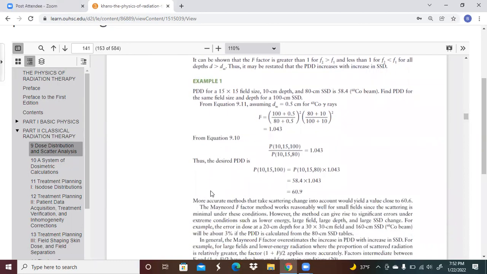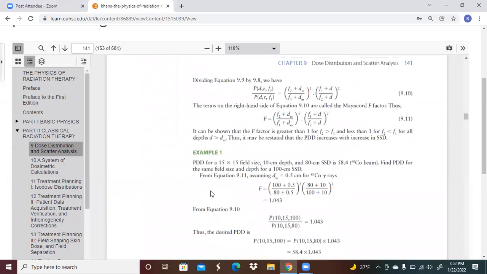So let's go through this particular example here. Let me see if I can include all of this in it. Example 1: the PDD for a 15 by 15 field size at a 10 cm depth and 80 cm SSD is 58.4. That's the PDD for a cobalt 60 beam. So what is the PDD for the same field size and depth for a 100 centimeter SSD?